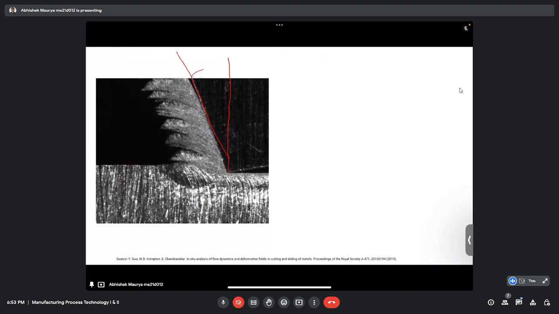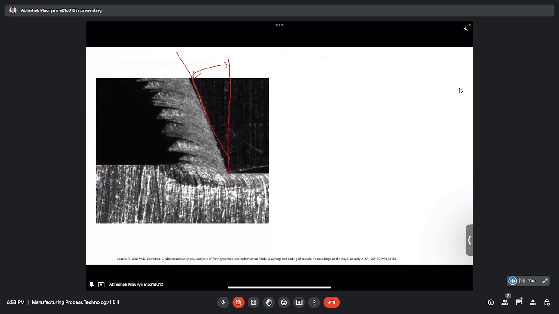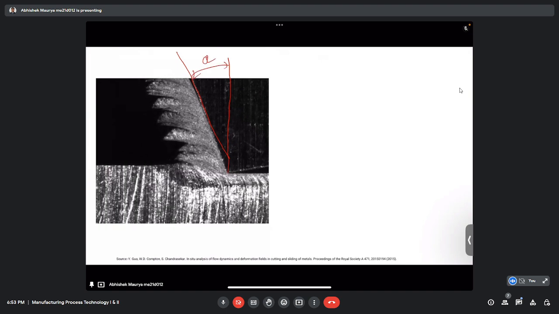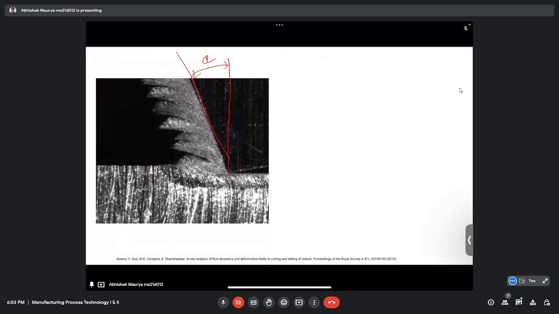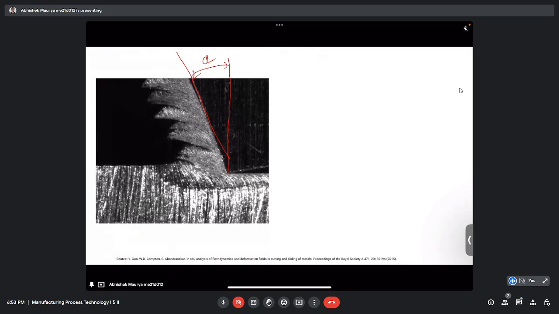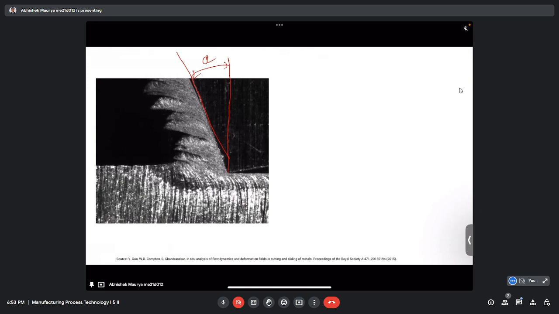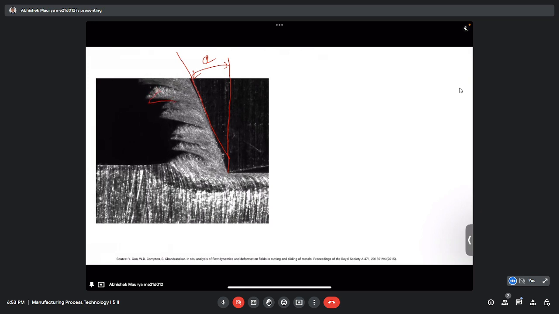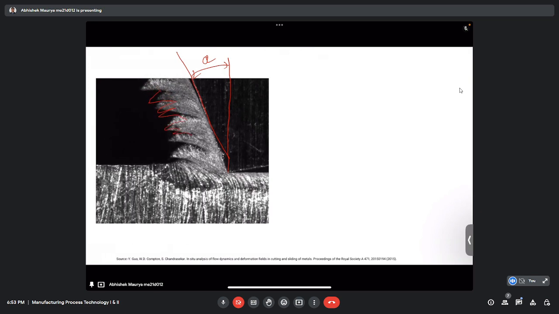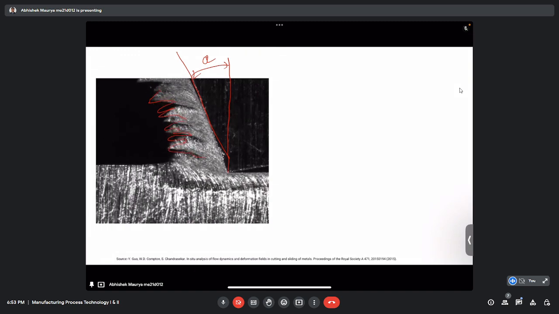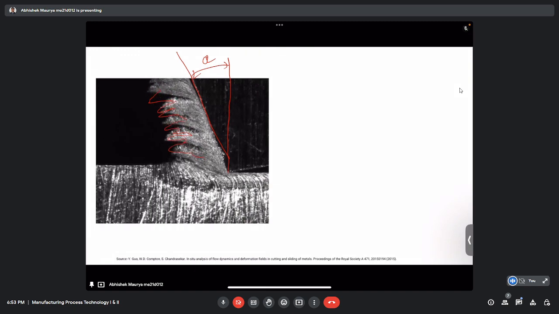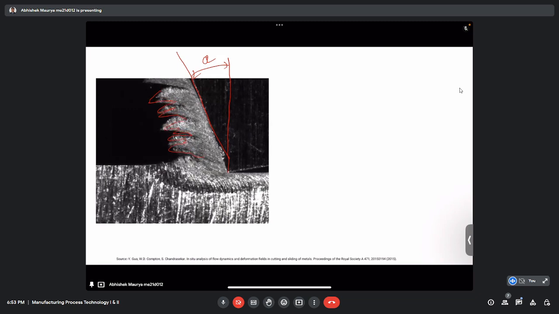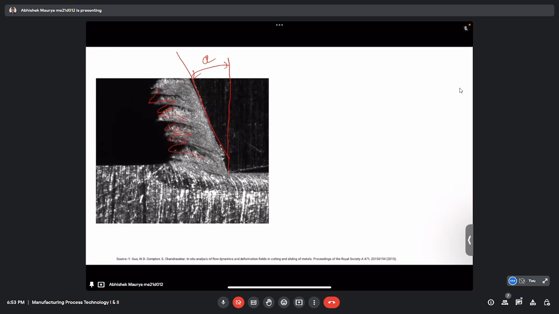Now it is making some negative rake angle, let's say alpha. But the observation is that the chips which we are getting have some projections like that. That is called serrated chips or segmented chips. But still it is a continuous chip.